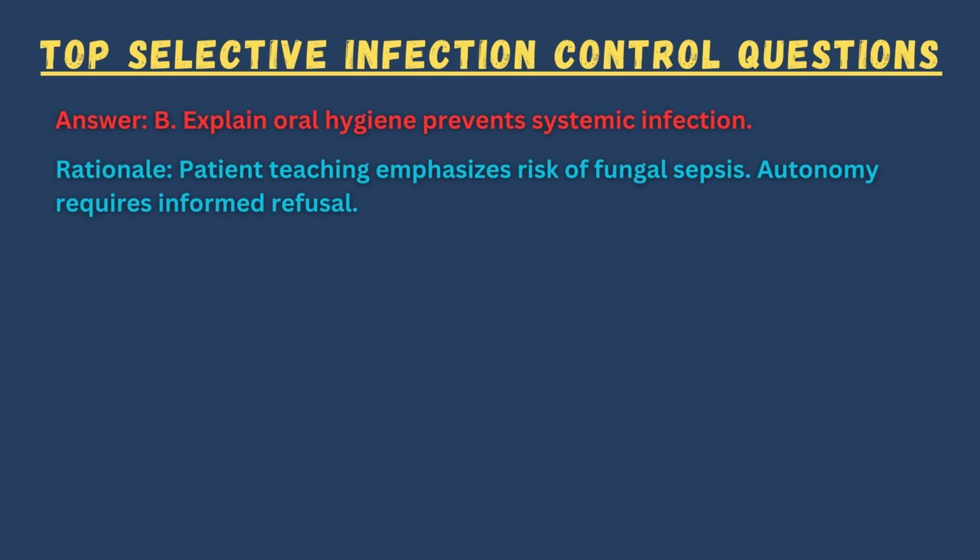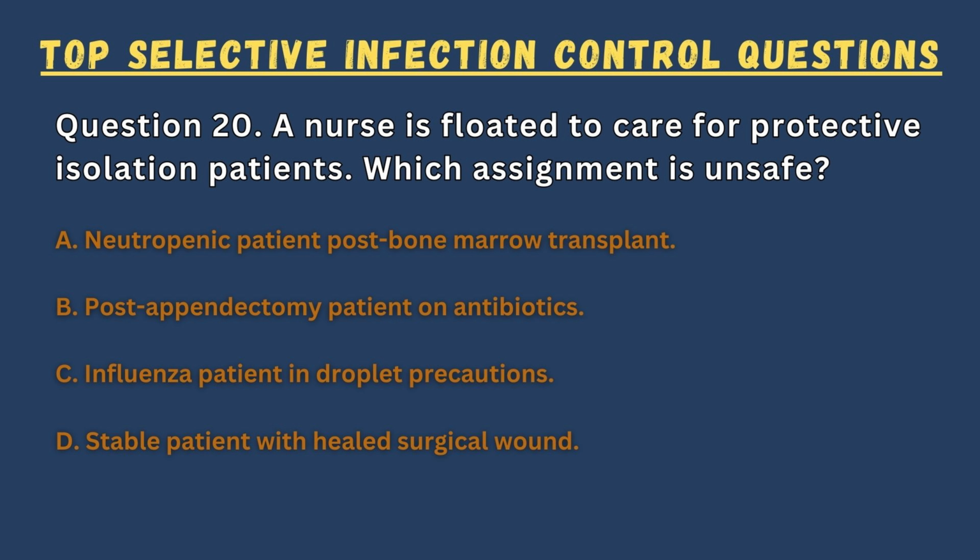Answer: B. Explain oral hygiene prevents systemic infection. Rationale: patient teaching emphasizes risk of fungal sepsis. Autonomy requires informed refusal. Question 20. A nurse is floated to care for protective isolation patients. Which assignment is unsafe? A. Neutropenic patient post-bone marrow transplant. B. Post-appendectomy patient on antibiotics.